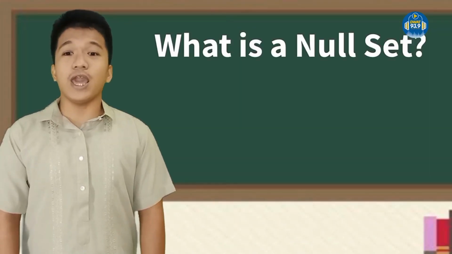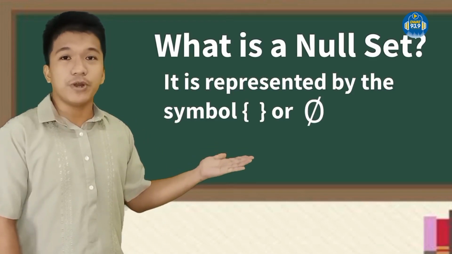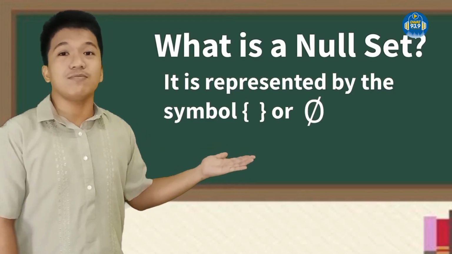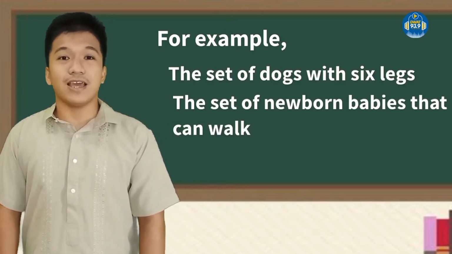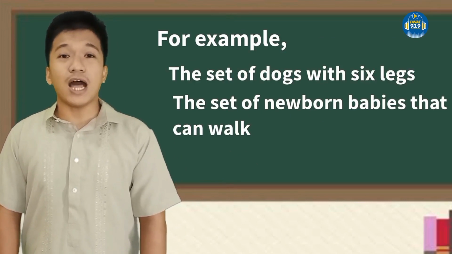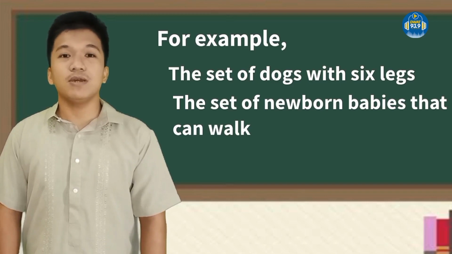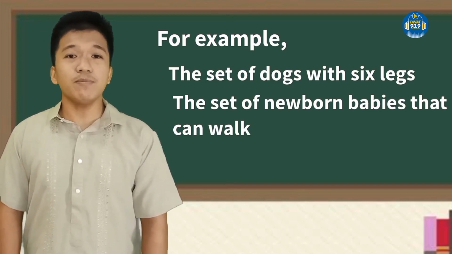A null set or empty set doesn't contain any elements at all. It is represented by the symbol open, close braces or a null set symbol. For example, the set of dogs with 6 legs, the set of newborn babies that can walk. These are all null or empty sets because there is no dog with 6 legs or a newborn baby that can walk.